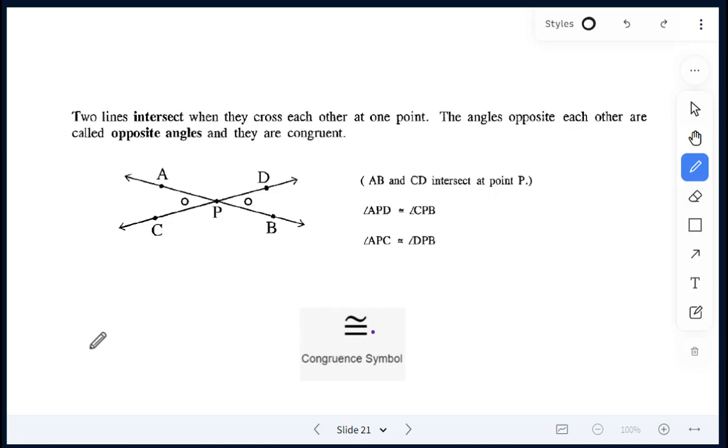And this is the symbol that we use for congruent. It's an equal sign with a little squiggle on top. Therefore, if these two angles are congruent, these two angles will also be congruent. So angle APC is equal to DPB, or congruent.